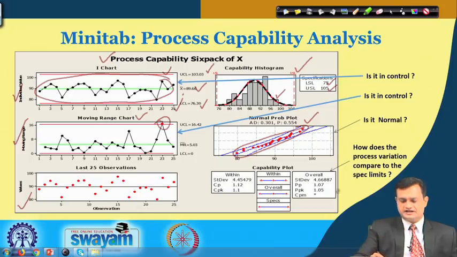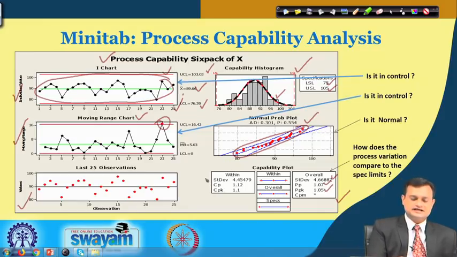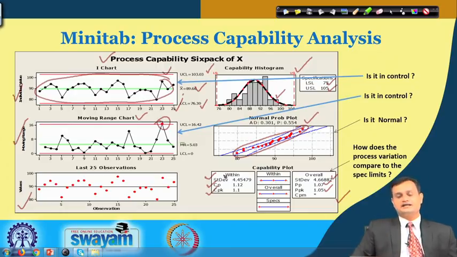You also have the capability plot. Typically, this is the end result that we are looking for. We have the standard deviation, we have Pp, we have Ppk. On this side you can see the standard deviation, Cp and Cpk, and you can easily conclude that Cp is 1.12. So, technically it is greater than 1 and your process is capable. Similarly, your Cpk is 1.1.